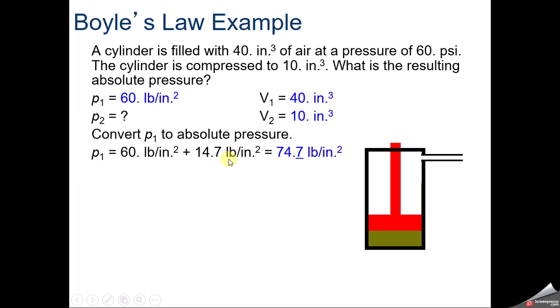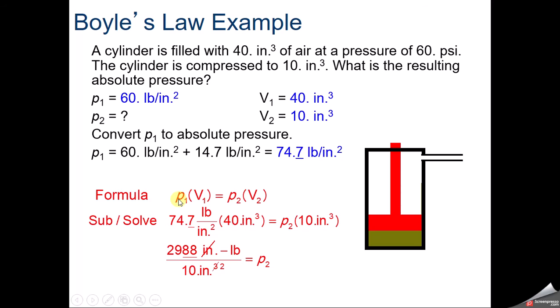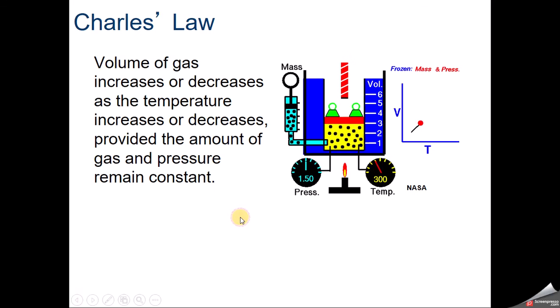Oh, sorry, we had to convert to absolute pressure, so we had to add that 14.7 onto our pressure from our gauge. Plug and chug. You end up with close to 300 psi. When you're doing questions on the Learn page, don't worry about rounding or using the sig figs. Just get an answer and be able to plug that in and work with it.